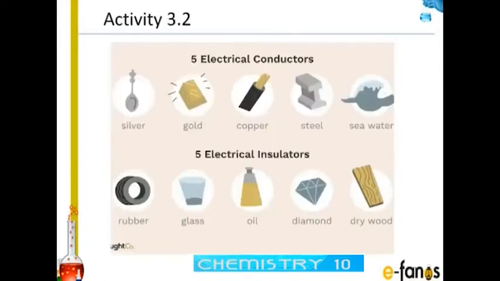In Activity 3.2, you are asked to gather a number of common materials and determine whether they are conductors or insulators of electricity. Here in this diagram are some commonly found electrical conductors and electrical insulators. Among the conductors are metals such as silver, gold, copper, and steel, as well as seawater, which contains electrolytes. Among the insulators are rubber, glass, oil, diamonds, and wood. And we'll learn later in this subunit why these materials are unable to conduct electricity.